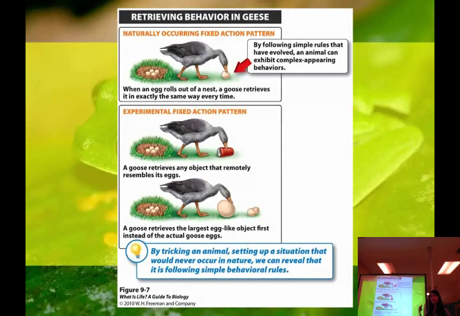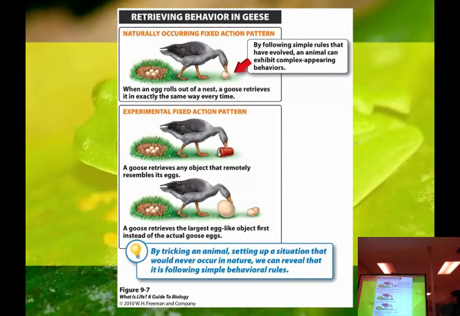We think, oh, what I would think if I saw my egg roll out of the nest. So just by them performing something naturally, it appears as if they're having a complex thought. But really, what they're doing is trying to make sure that they end up having babies that hatch. And so geese will retrieve any object that even remotely resembles its eggs. It'll pick the largest egg first, because if you think about which egg is most likely to survive, it's going to be the largest of them. So a goose will pick whatever looks like the largest egg first, even if it's not a goose egg.